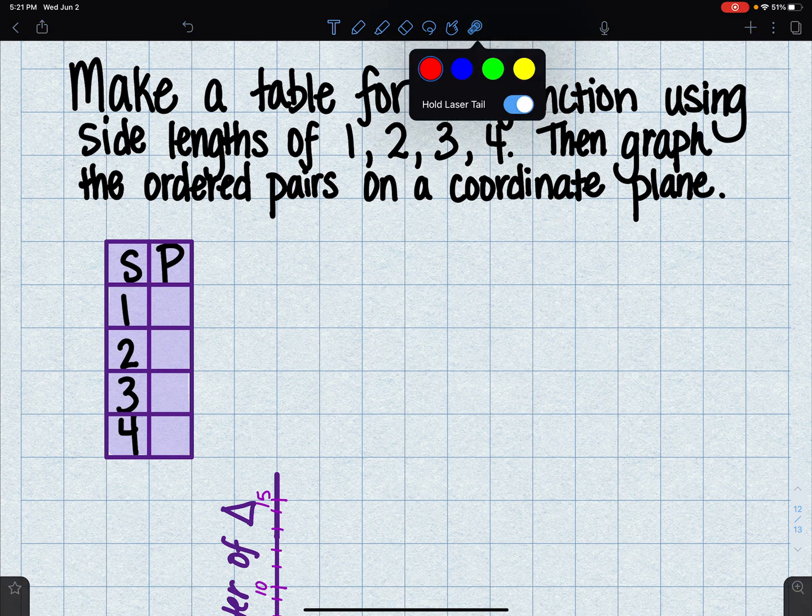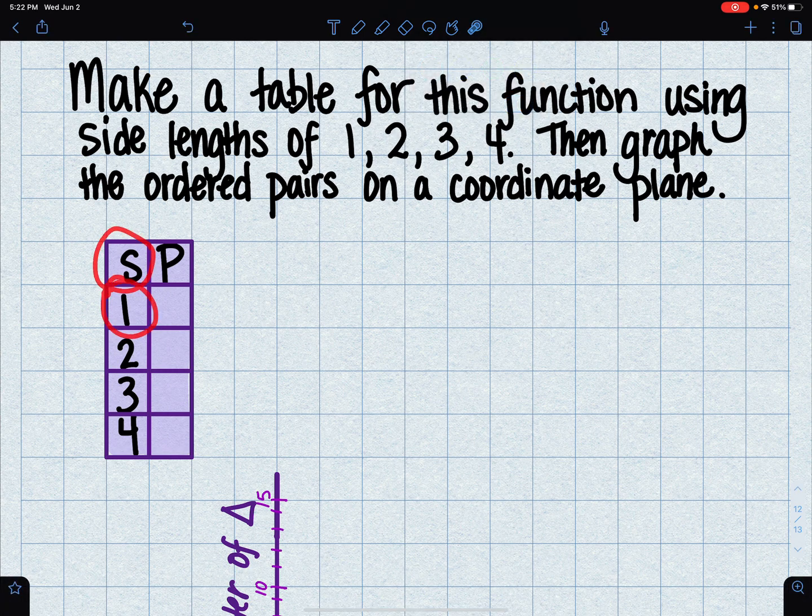So if S is 1, what's the perimeter of that triangle going to be? Well, it would be 1 plus 1 plus 1, which is 3. What if the side length is 2? Well, that's a triangle that looks like this, and it's 2 plus 2 plus 2: 2, 4, 6. You can make it easy because I think you're starting to get it. Instead of adding all the S's, you can just say the perimeter is going to be 3 times S, whatever S is.